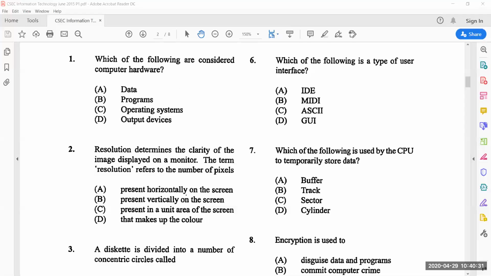All right, okay, everyone, let's begin. So group one, what answer do you have for the first question? All right, so the first question was, which of the following are considered computer hardware? Yes, the answer is D.